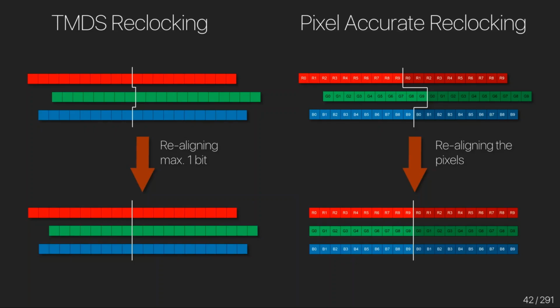Most devices will have TMDS reclocking in them, but it's only with certain Lightware devices where pixel accurate reclocking is used to, as I said before, reconstruct the signal so that it's as clean as it was coming out of the source.